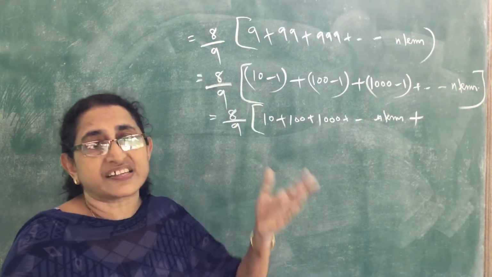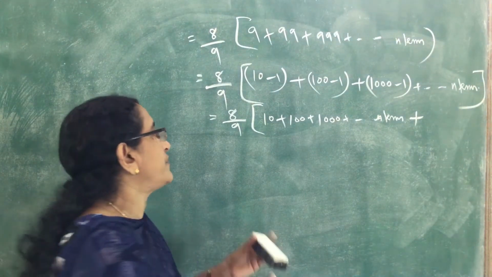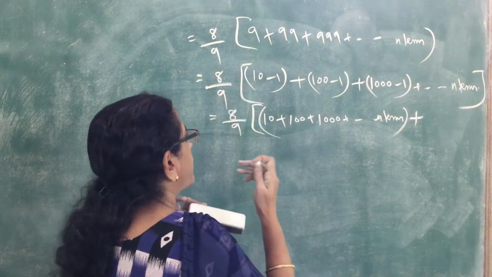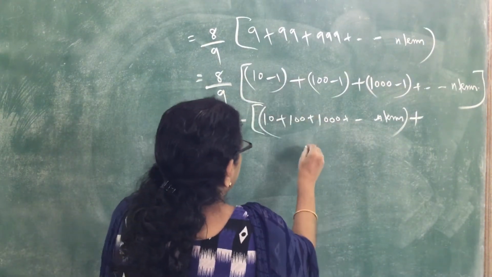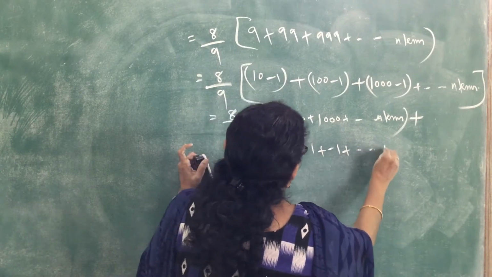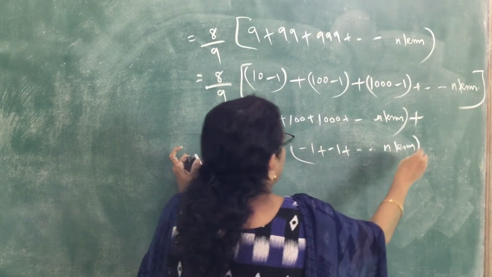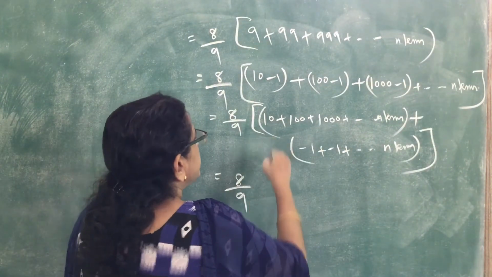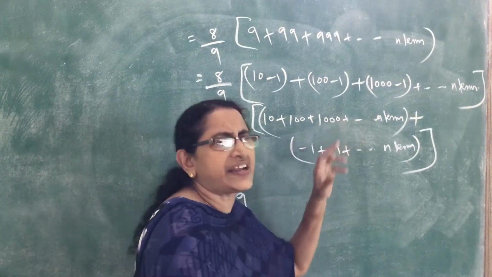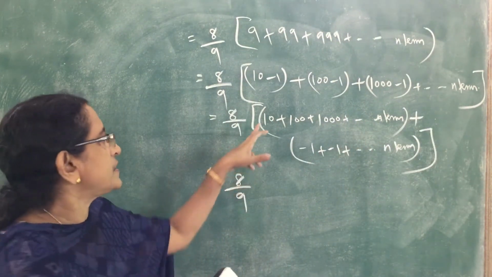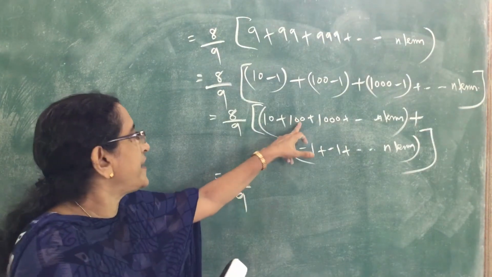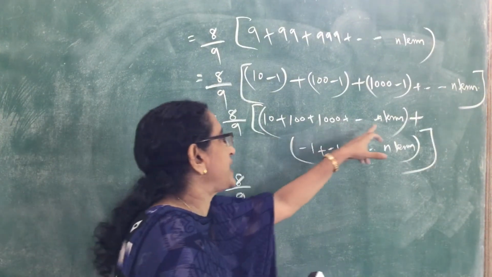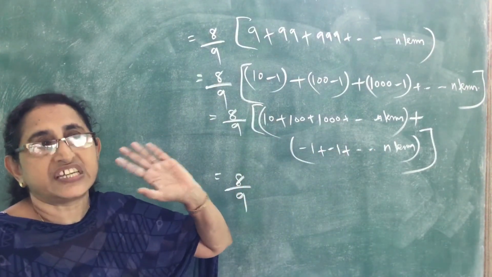So there are n minus 1s. When you add all the minus 1s, what do we get? So all this we can write as one series, and the remaining we can write as minus 1 plus etc., to n terms, that is another series. Then we can find the 8 by 9 into. See, this is 10 plus 100 plus 1000 plus etc., n terms. It is a geometric progression. The first term is 10 and the common ratio is 10, since 100 by 10 is 10. So we can find the sum to n terms of the geometric progression, GP.